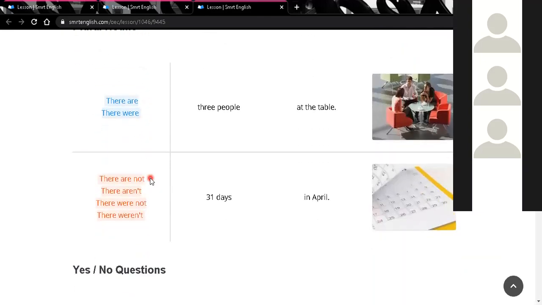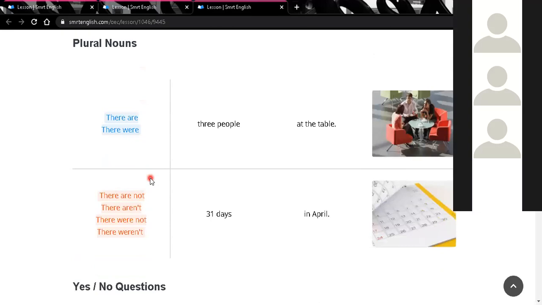Now, plural nouns. There are 3 people at the table. There were 3 people at the table. Negative, there are not 31 days in April. There aren't 31 days in April. There were not 31 days in April. There weren't 31 days in April. So as you can see, for plural forms, I use there are. For negatives, I use there aren't. In the past, there were. In the past negative, there weren't.